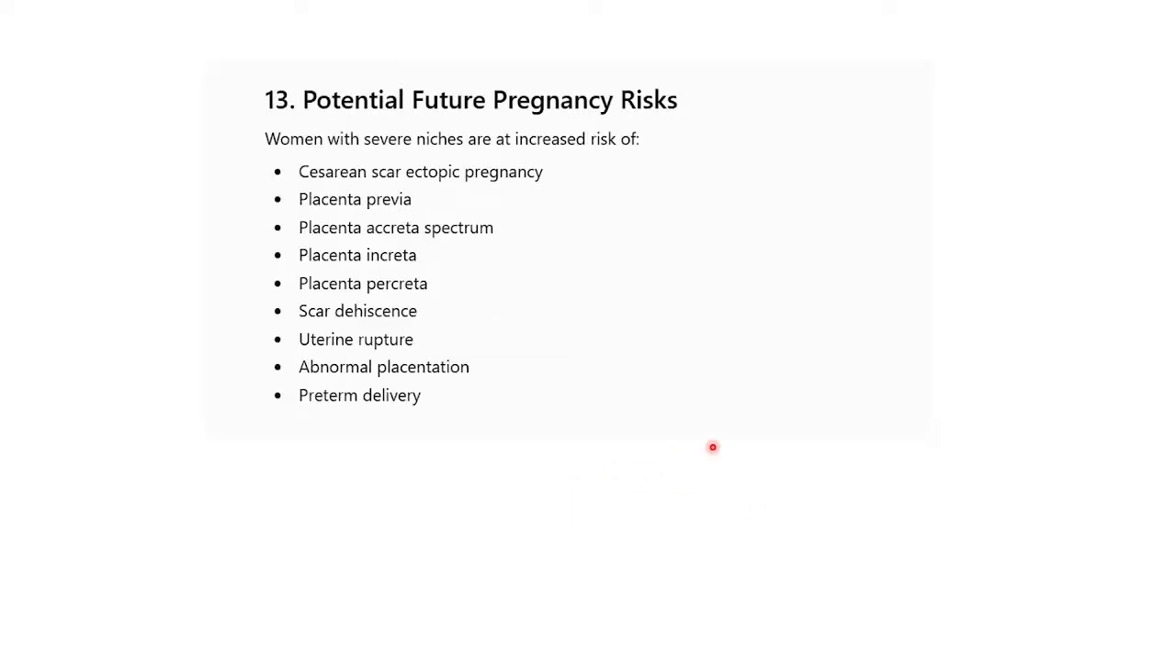So, potential future pregnancy risks: women with severe niches are at increased risk of cesarean scar ectopic pregnancy, placenta previa, placenta accreta spectrum, placenta increta, placenta percreta, scar dehiscence, uterine rupture, abnormal placentation, and preterm delivery.